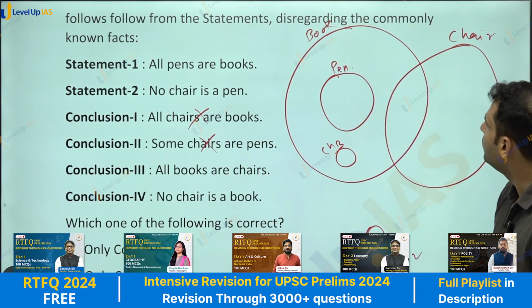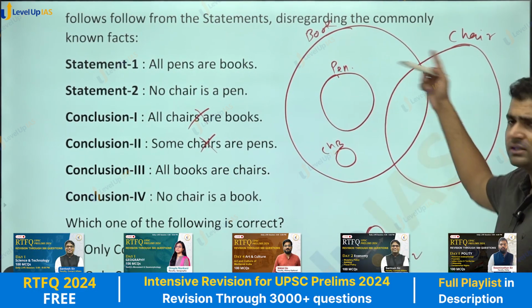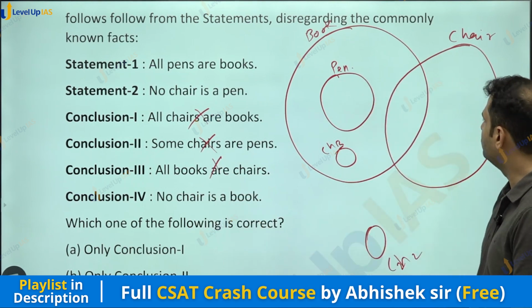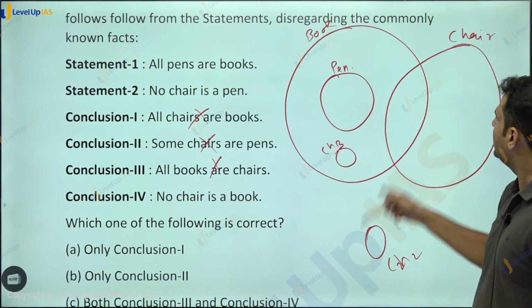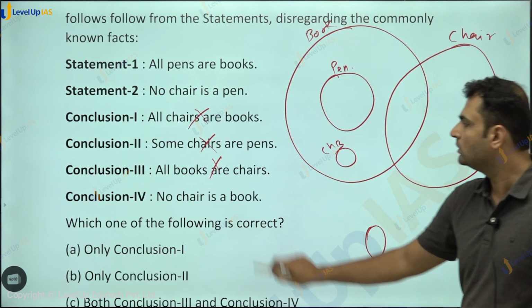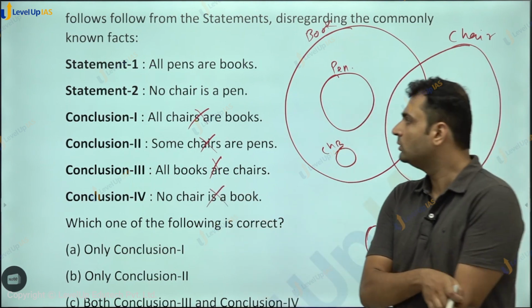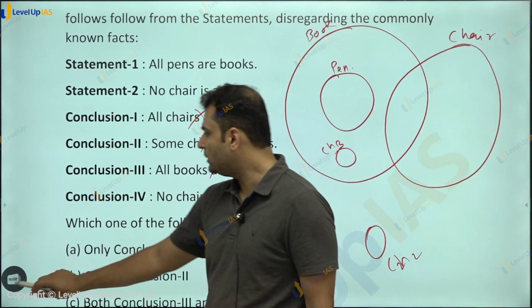Next, all books are chairs. All books are chairs. Definitely not true. And finally no chair is book, which is this case, but in this and this case that is not true. So this is also not true in every case. So the answer is none of the above. None of the conclusions can be drawn.